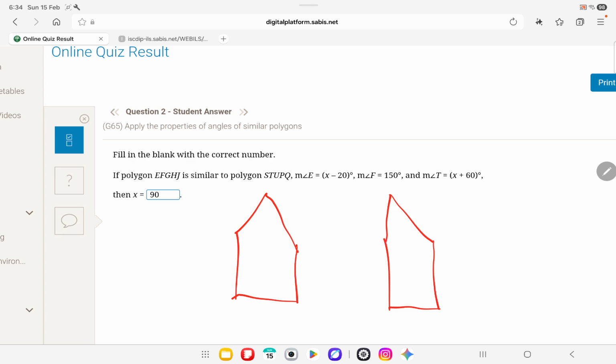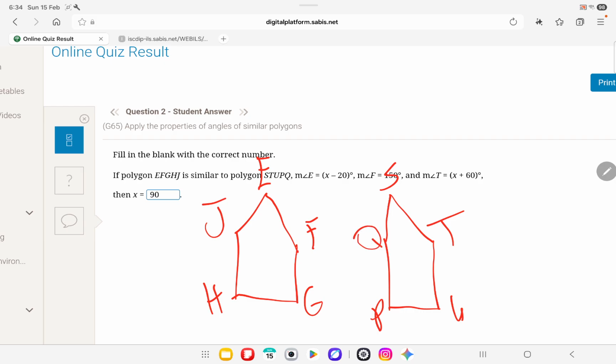So polygon EFGHJ. So let's draw it. It's similar to polygon STUPQ. We have to write it in the same order. So STU, that's a U, UPQ.